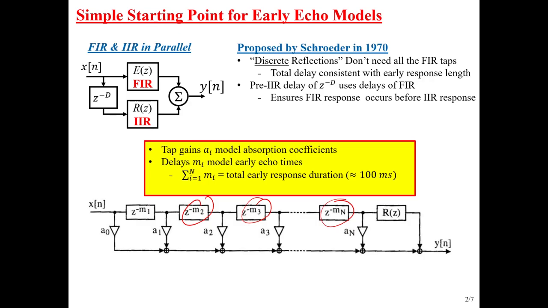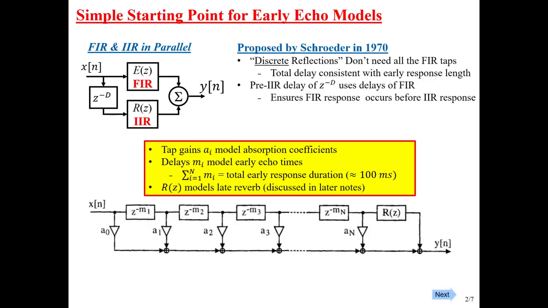But what you do want is the sum of those, since the total end-to-end delay is the sum of all those m values. You want the sum of those m values to be the total desired early response duration, which is something on the order of 100 milliseconds. So given the typical sampling rates, so that's like about 22 microseconds in between each sample, can give you an idea of what this sum needs to be to get out into the region of 100 milliseconds.